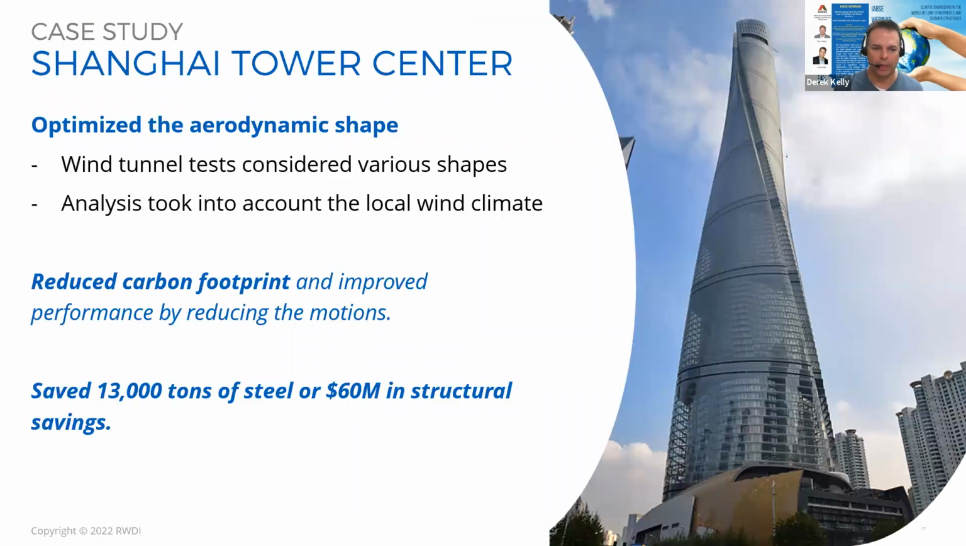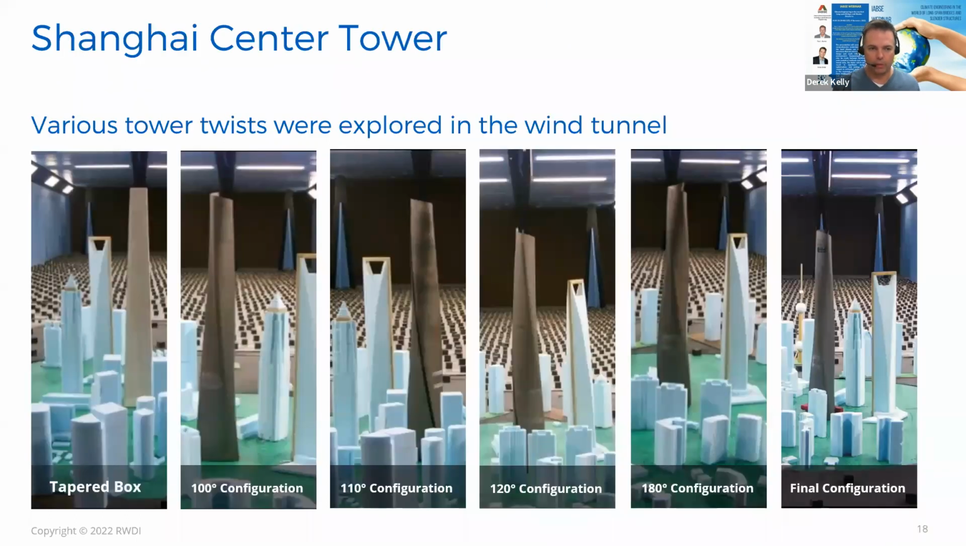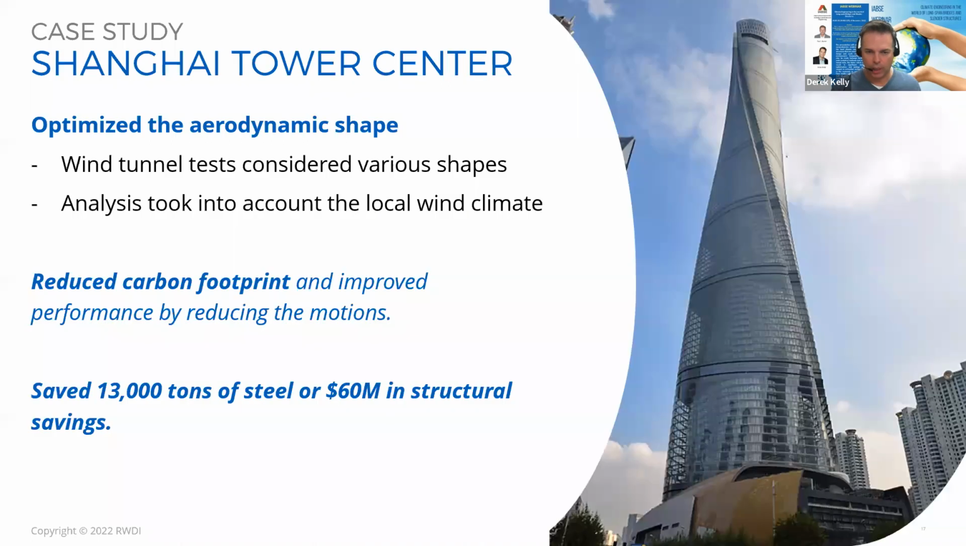A similar story for the Shanghai Tower. This one, I think, is probably even more interesting because Thornton Tomasetti, who we work with quite a bit at RWDI, did a parallel calculation for the building code. In China, everything is overseen by an expert panel review, and they want to know how it compares to the code. Thornton Tomasetti carried out a parallel design based on the wind tunnel test results and on the building code in China, and concluded that they were able to save 13,000 tons of steel, or $60 million in structure, by using the wind tunnel results rather than the code.